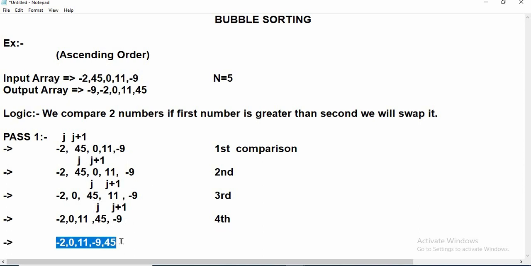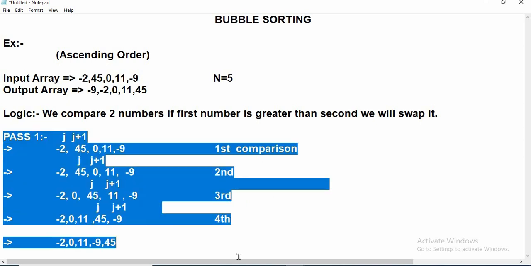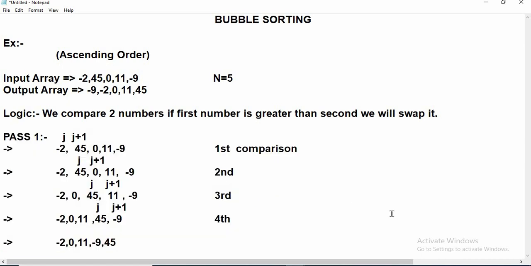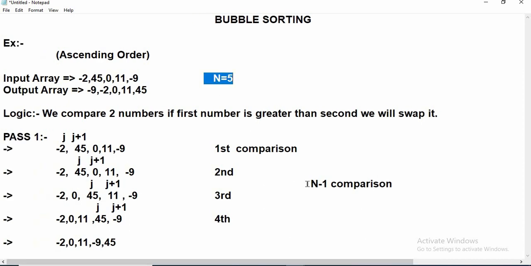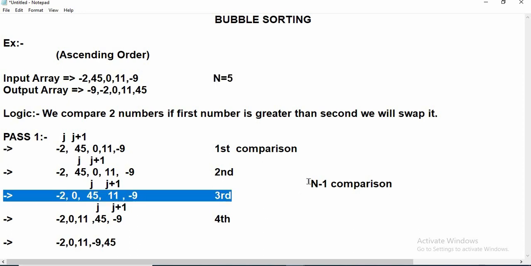So this is the array after the first pass. Means j, starting from the first element, is iterated till the last element. Means it is passed till the last element. Here it completes our first pass, first iteration. In the first iteration, you can see we have done n minus 1 comparisons. Means our n is 5 and we have done 4 comparisons in the first pass. Keep a track on this. We will come to it later.